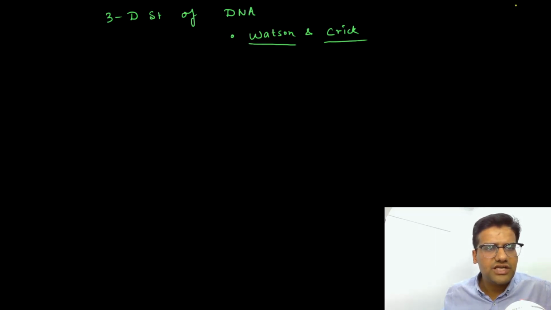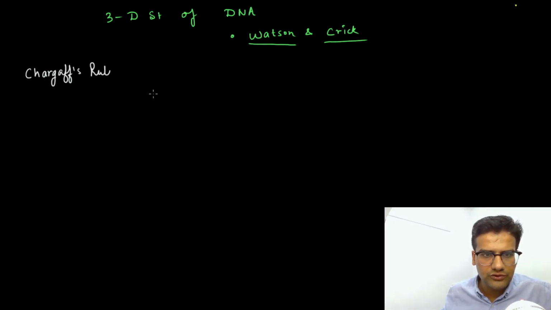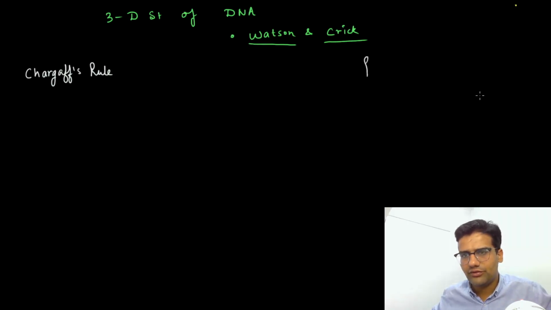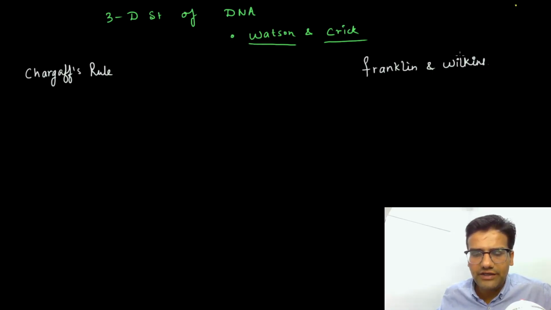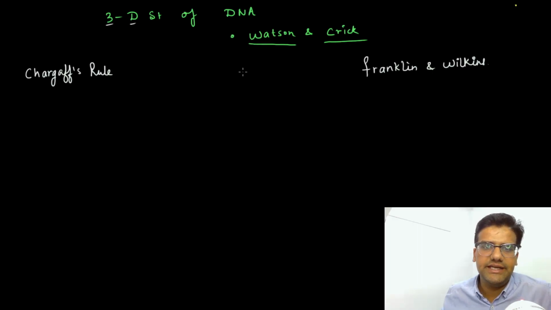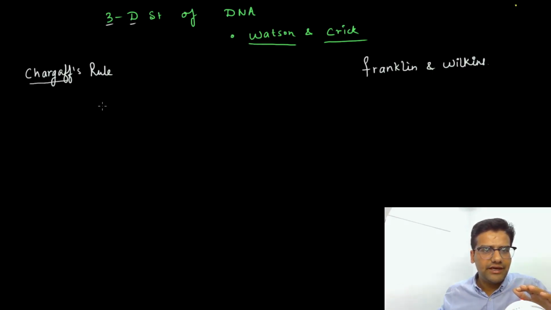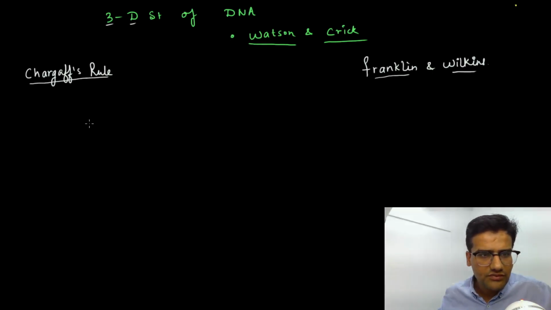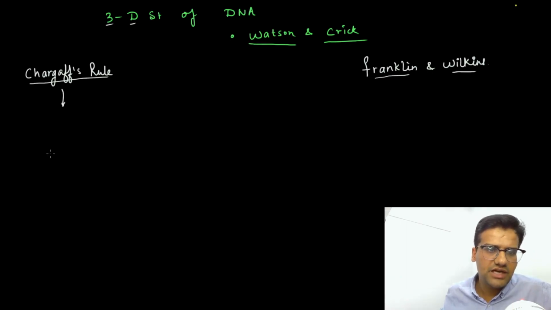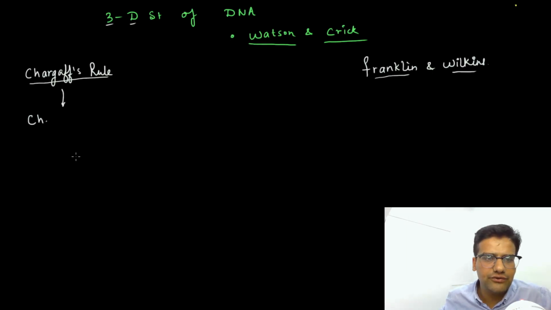It is based on Chargaff's rule, and it is based on Franklin and Wilkins' structure. So basically the Watson and Crick three-dimensional structure of DNA is the outcome of Chargaff's rule and Franklin and Wilkins' structure. What did Chargaff do? Chargaff did the chemical analysis of DNA.